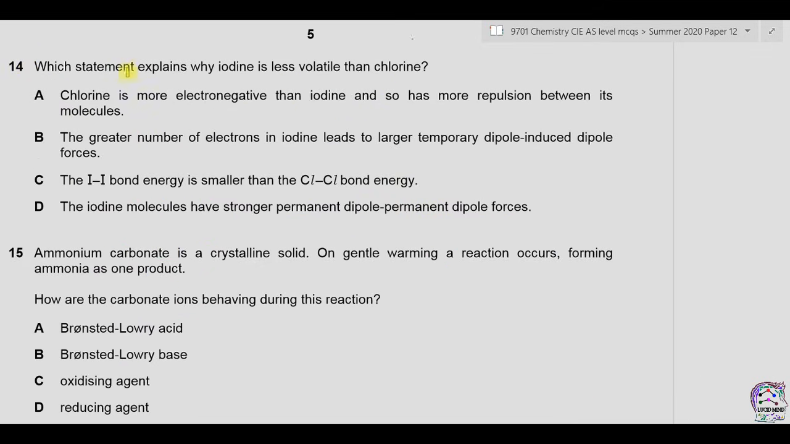Question 14. Which statement explains why iodine is less volatile than chlorine? Volatility depends on the intermolecular forces of attraction. If the intermolecular forces of attraction are strong, then the substance will be less volatile. If the intermolecular forces are weak, then the substance should be more volatile. Let's find out the answer.